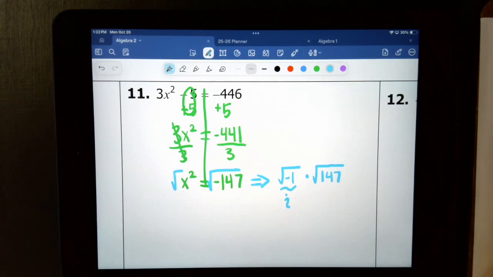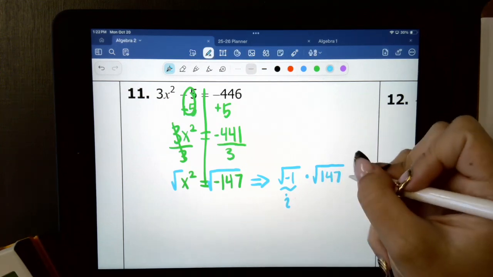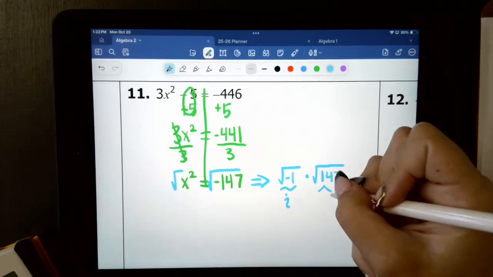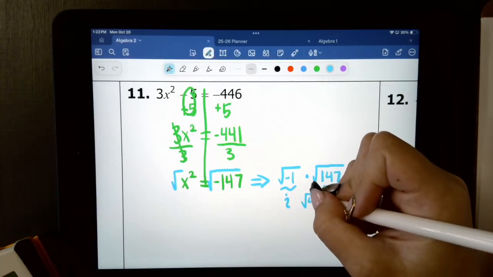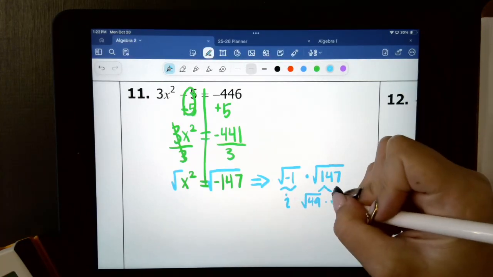Let's go 147 divided by 100. It's 1. And 147 if we divide it by 49. So you just keep going down. So 147 divided by 49 is 3. So if we break it down, we have the square root of 49 times the square root of 3.